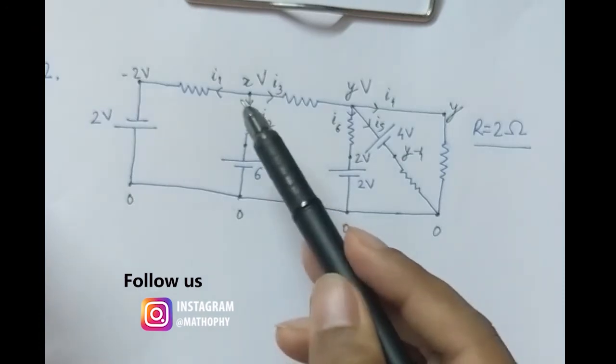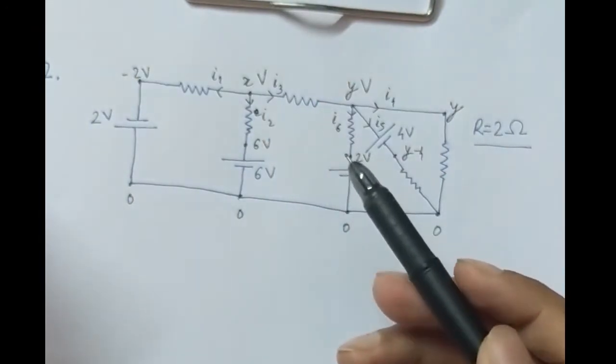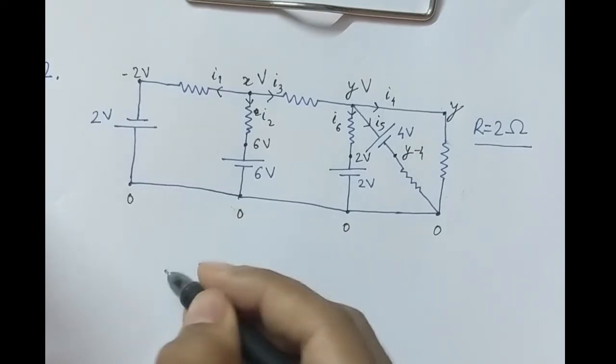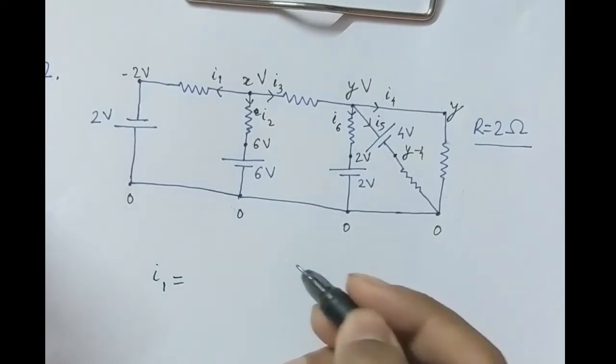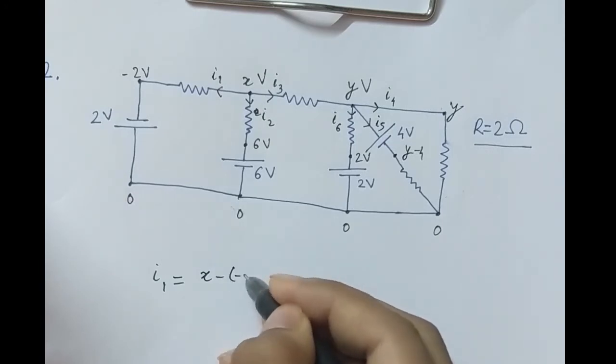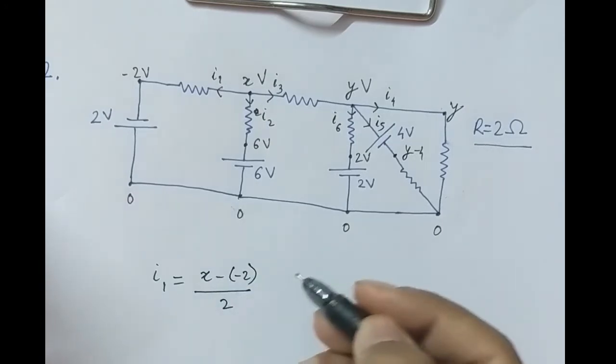So first write the current equation for junction number 1. For junction number 1, if we take the first one, we have I1 is equal to X minus of minus 2 divided by 2.